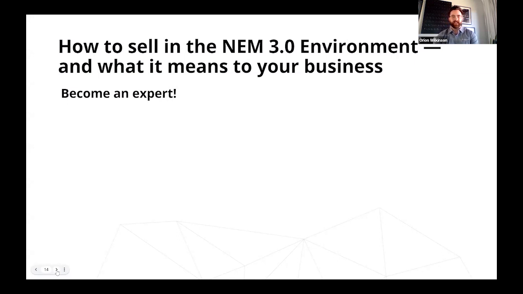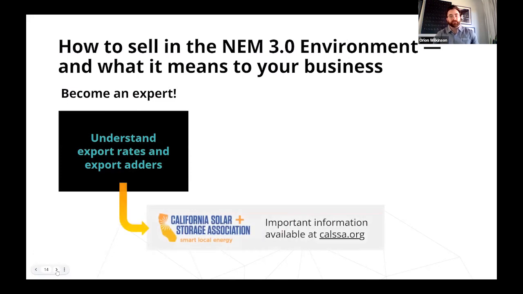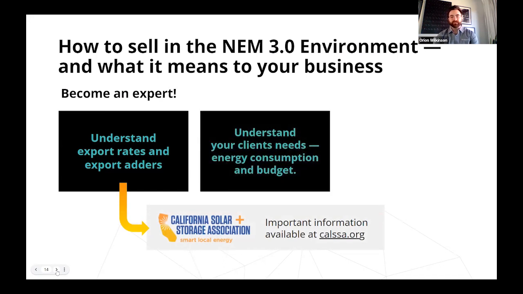And this starts with understanding export rates and export adders. Export rates are essentially how much the homeowner will be able to recuperate when selling excess energy back to the grid. These rates are going to be calculated using the avoided cost calculator, which attempts to estimate the value of solar generation by modeling the utility's avoided cost of not generating a megawatt hour of energy during that same time. So export rates are going to vary based on a number of factors, including location, time of year, and even time of day. So definitely a lot that goes into export rates.